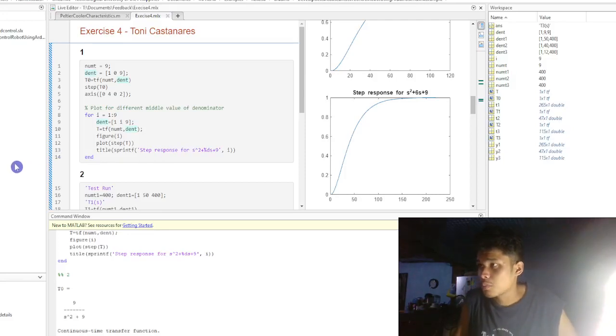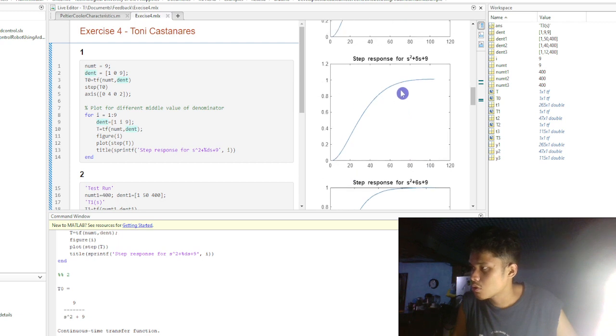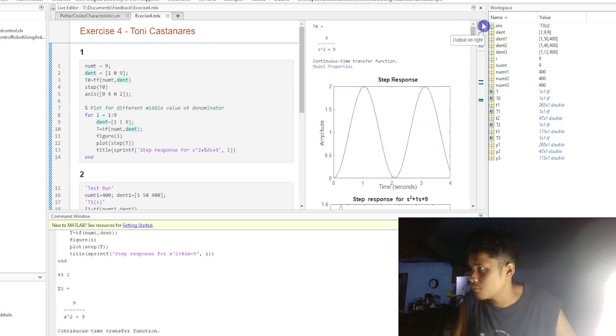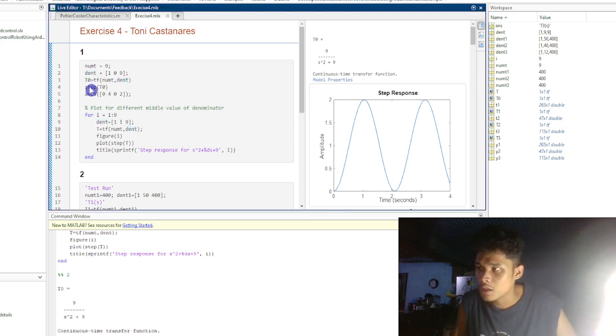So this is a report on MATLAB exercise number 4, time response. As for graphing, I will be using the output on the right for LiveScript because it is more coherent, and also by highlighting the part where a plotting is involved. For example, here I highlight step T0, the output on the right will immediately switch to that plot.